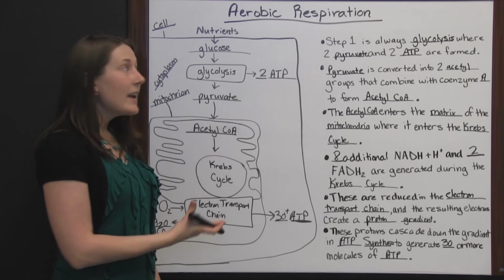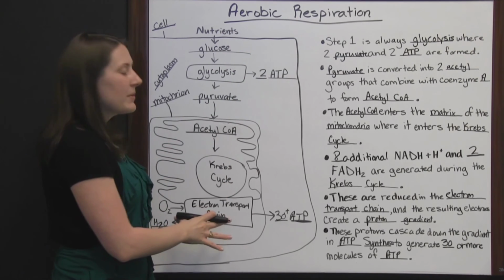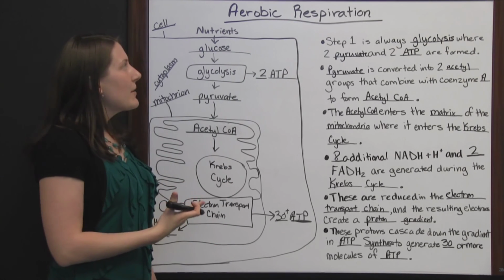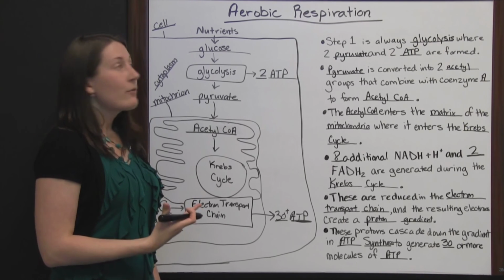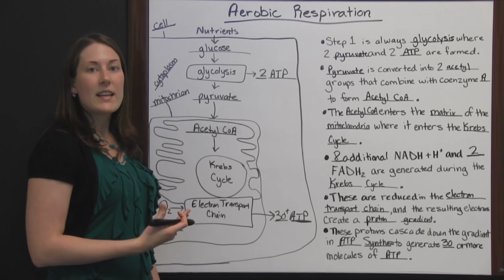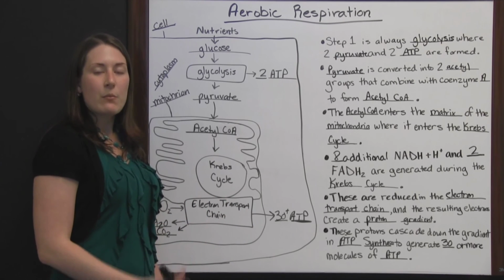This is a really complicated process. Hopefully this has simplified it for you, but the primary reason that a cell is going to undergo aerobic respiration is so that it can get a lot of energy and expel some waste products.